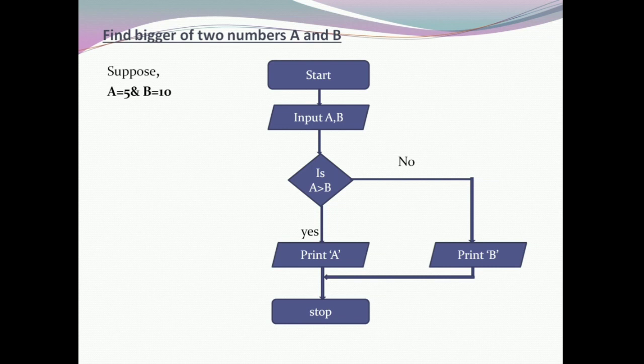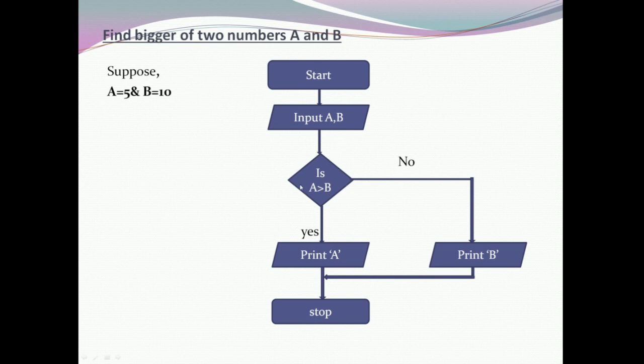And just after the parallelogram, you can see a diamond shape. This diamond shape is usually used for checking a condition. If the condition given in this diamond is true, it will execute a block of statements. Otherwise, it will execute another block of statements. Now, let's check the example.